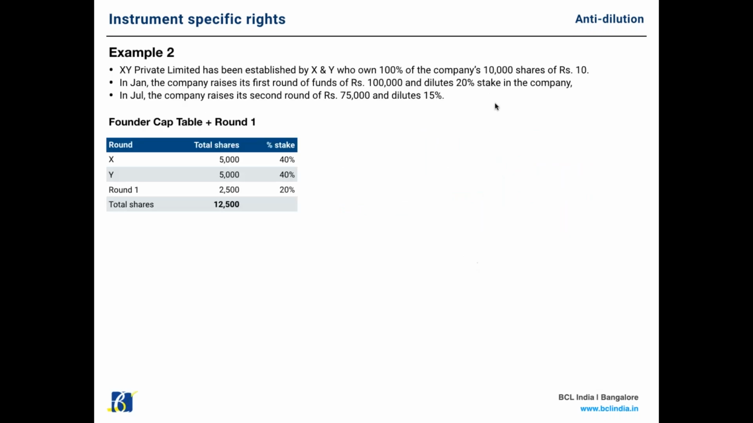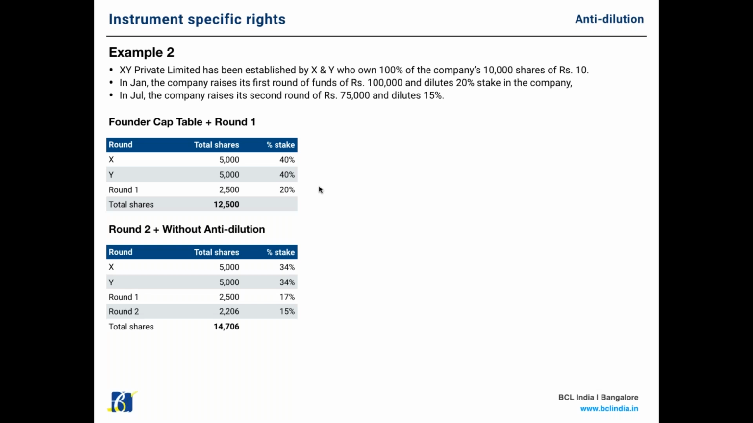XY Private Limited has been established by X and Y, who own 100% of the company's stake, 10,000 shares. And in Jan, the company raises its first round, 1 lakh rupees, and dilutes 20% stake. In July, the company raises the second round of 75,000 and dilutes 15%. So today, the capital table looks like this. After the first round, X, Y, 5,000, 5,000, round 1, 2,500. 12,500, which means at the end of round 1, the investor has got 20% stake in the company, right?